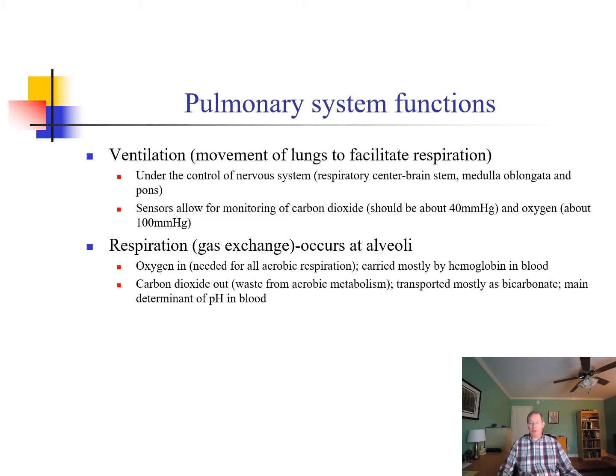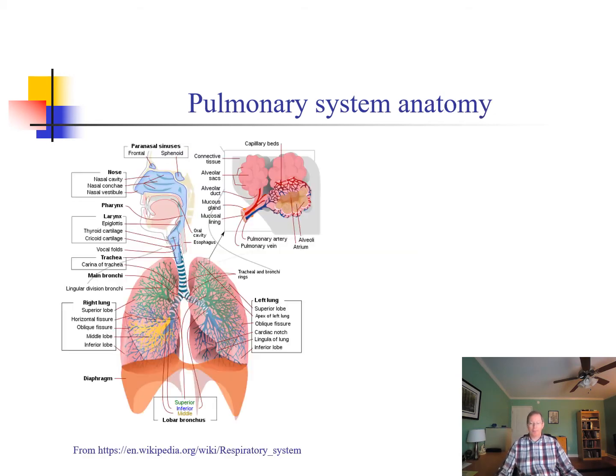And there are sensors that allow for the monitoring of these two gases, carbon dioxide and oxygen. It's a bit more complicated than what I'm going to allude to, but we will say that the set points for carbon dioxide are about 40 millimeters of mercury, and for oxygen, about 60 millimeters of mercury. In fact, the sensors actually don't change much between 60 and 100 millimeters of mercury for oxygen. And the sensors for carbon dioxide are actually acid sensors.